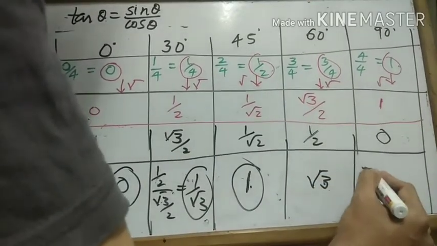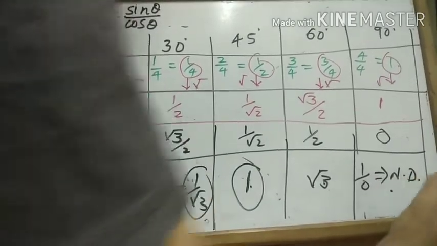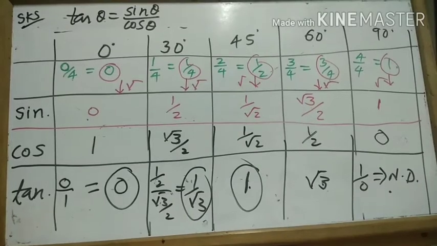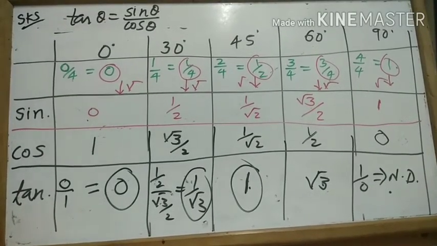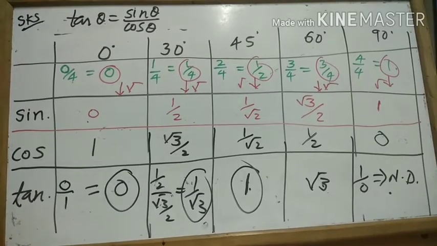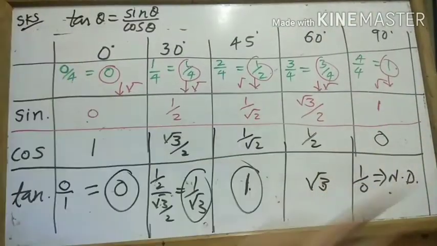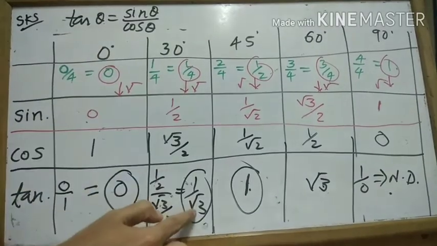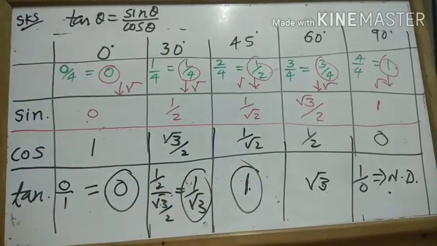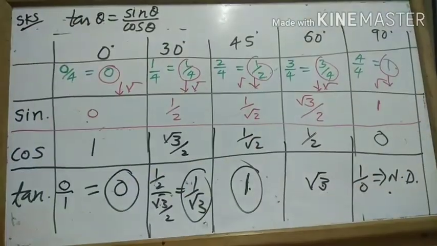And remember, 1 over 0. This is, I am writing ND. ND means not defined. Remember, if you divide any number by 0, then it is not yet defined in mathematics. So division by 0 is not defined, hence tan 90 degree is not defined. Tan 0 degree is 0, tan 30 degree is 1 upon root 3, tan 45 degree is 1, tan 60 is root 3, tan 90 is not defined.